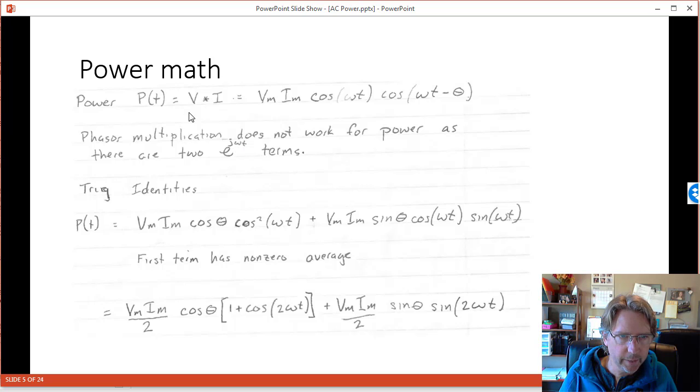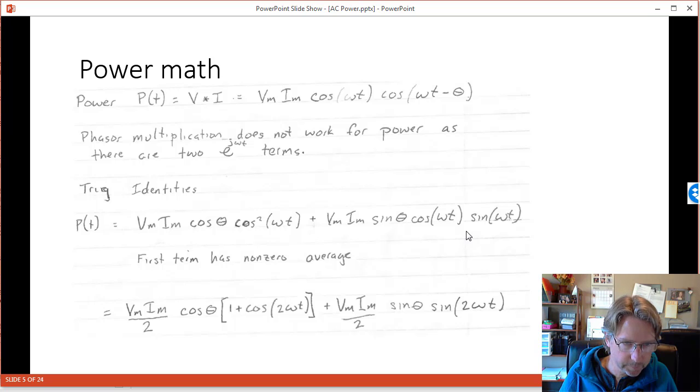So here again is power, and we want to use some trig identities to simplify this into a more applicable form. Doesn't look simpler, but anyway. So cosine omega t times cosine omega t minus theta. You can get this out of some trig identities. This has the cosine of theta and the cosine squared of omega t. This has the sine of theta, cosine omega t, sine omega t. So the first parts are constant, and these are functions of time.